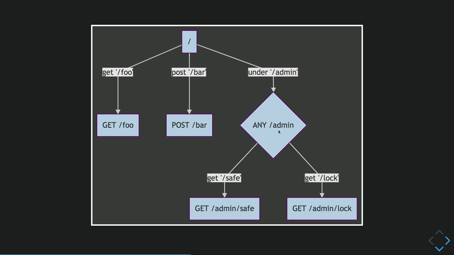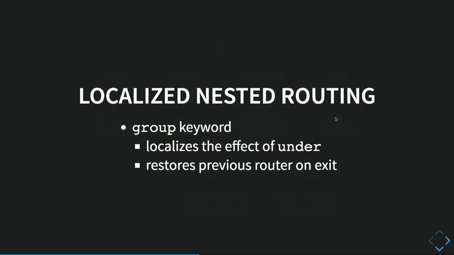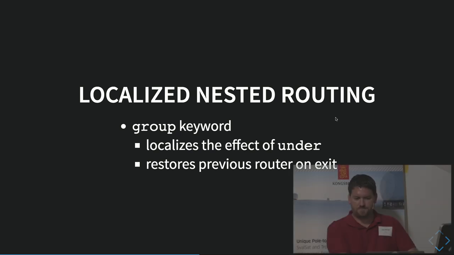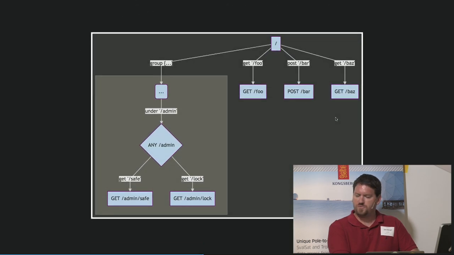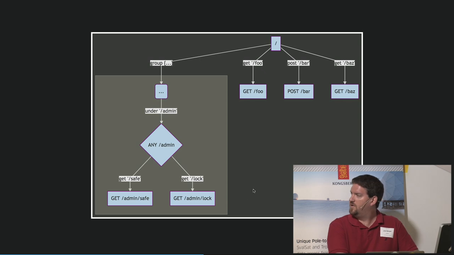So how in this application, after we use the under keyword, would we ever add another route that attaches back to the slash? Well, directly, you couldn't do that. But that's where this group keyword comes in. And the group keyword localizes the effect of the under and restores the previous router when you exit it. From the graph perspective, it basically takes it out and puts it on its own little island over here and allows you to continue adding routes.